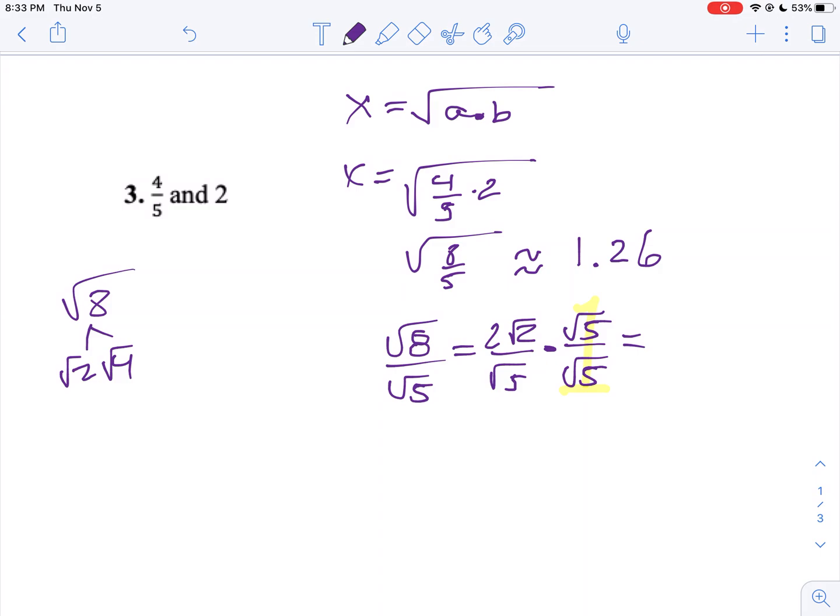2 times 5, so I get 2 square roots of 10 all over the square root of 5 times the square root of 5. Well, that's the square root of 5 squared, and the square root of 5 squared is 5. Because in America, we can't have the square root in the denominator. So the exact answer is 2 square roots of 10 over 5.